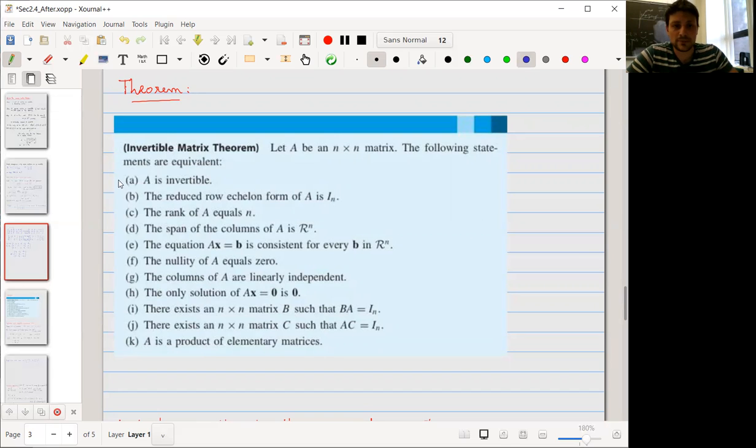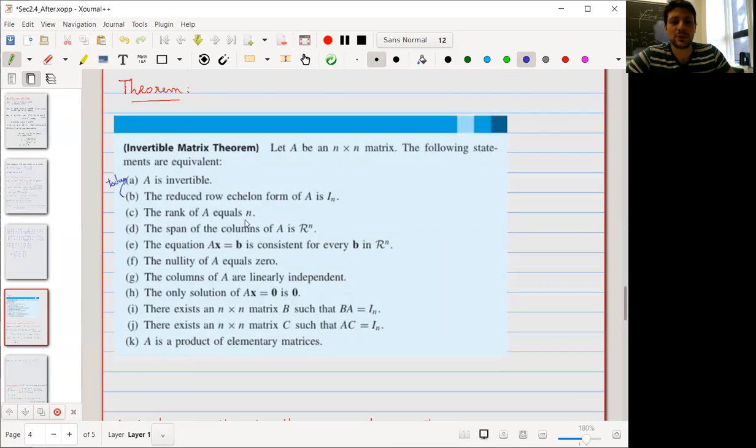A is an invertible matrix. What we saw today is that that's equivalent to having a reduced row echelon form equal to the identity. But if that's the case, then the rank of A is also equal to its size, n. If the rank is equal to n, then the columns of A are linearly independent, so they span the whole real space Rn. If the columns span the whole real space, then the equation AX = B is always consistent no matter what B is.